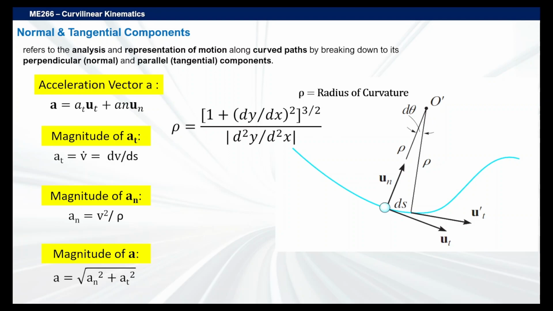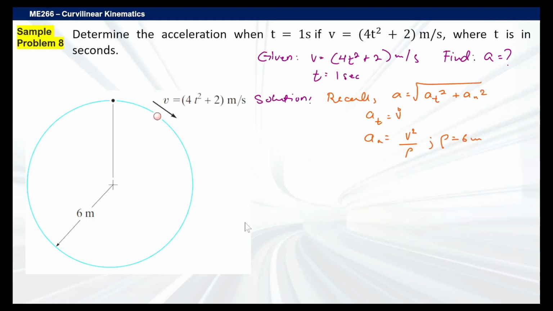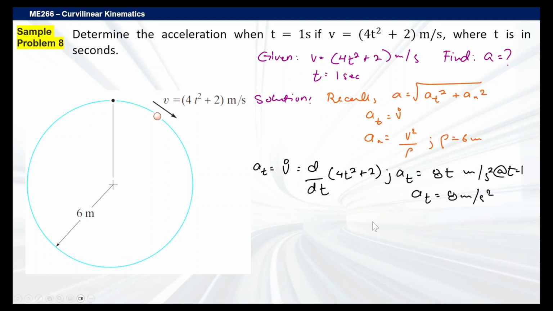At least it's an equation of the line here. So we're going back to the problem. Here we are. And then our normal acceleration, or perpendicular acceleration, is equal to v squared over the radius of curvature, which is 6 meters. So this is pretty straightforward. All we have to do is just get the derivative of this. So the derivative of 4t squared plus 2 with respect to t gives us 8t meters per second squared. And where t is equal to 1, that means our tangential acceleration is 8 meters per second squared. So we just substitute 1 there.